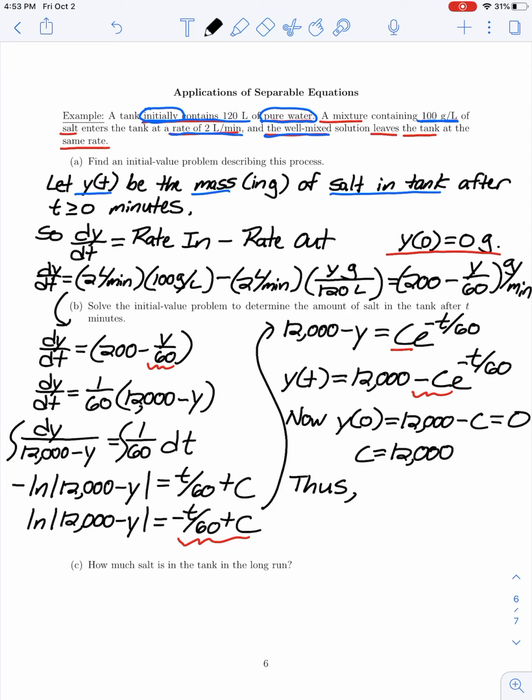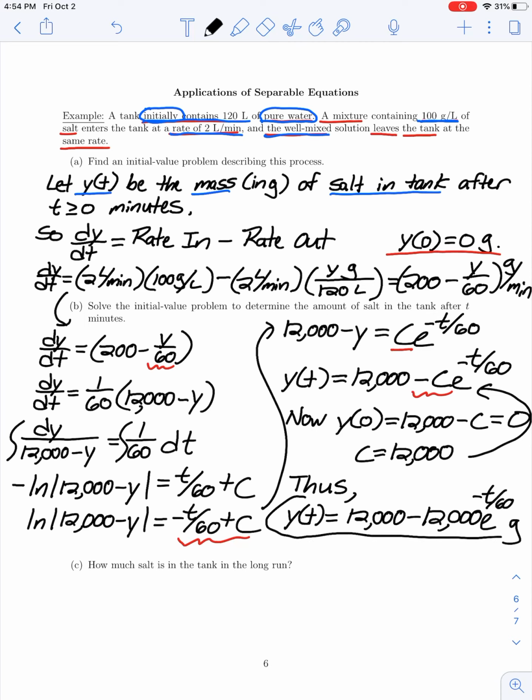substituting this value of c back into my general solution, I have y of t is given by 12,000 minus 12,000 e to the -t over 60. And recall here that y of t was the mass of salt in grams within this tank at any given time.